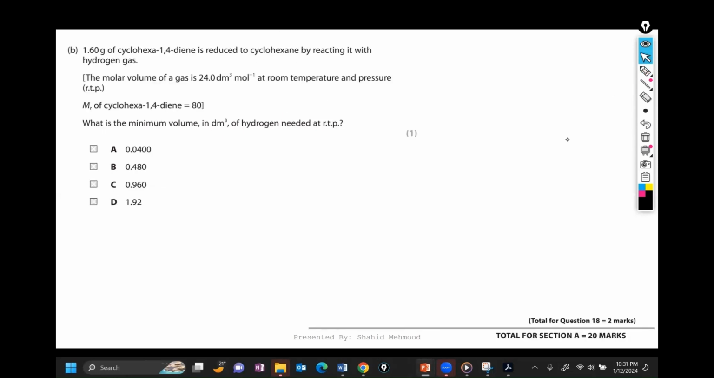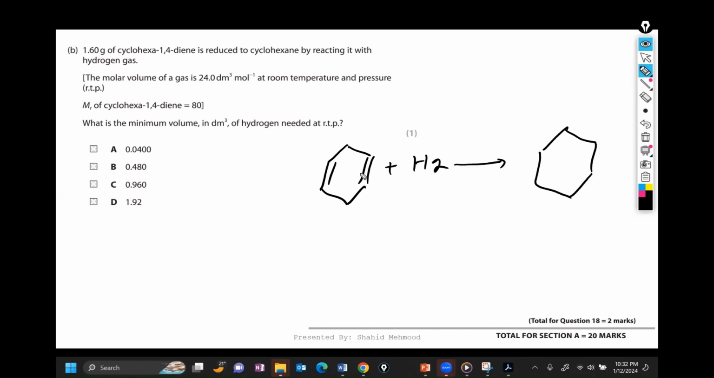In this case, the last part: cyclohexane is produced by reacting it with hydrogen gas. The molar volume of a gas is 24.0 dm³ per mole at room temperature and pressure. Molar mass is given as 80. What is the minimum volume in dm³ of hydrogen needed at RTP? Dear student, you already know that cyclohexa-1,4-diene contains 2 double bonds. If there are two double bonds, for each double bond we need 1 mole of hydrogen. There are two double bonds, so we will need 2 moles of hydrogen.